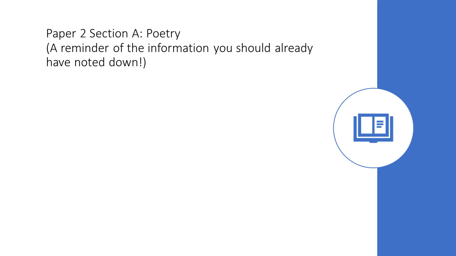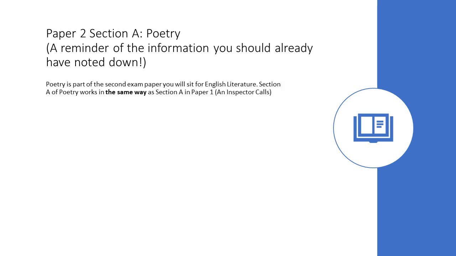Okay, so Paper 2, Section A, Poetry. This is a reminder of the information you should have already noted down. If you haven't noted it down, please do so now. If you've got it already, no need, just listen to it. So poetry is part of the second exam paper that you will sit for English literature. Remember, there's 2 papers for English language, 2 papers for English literature.